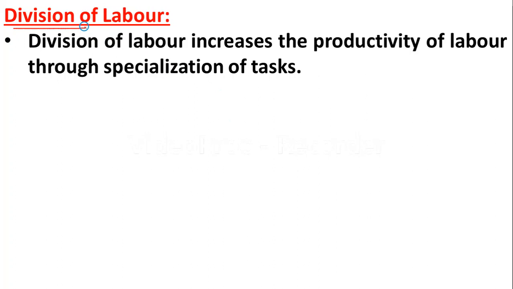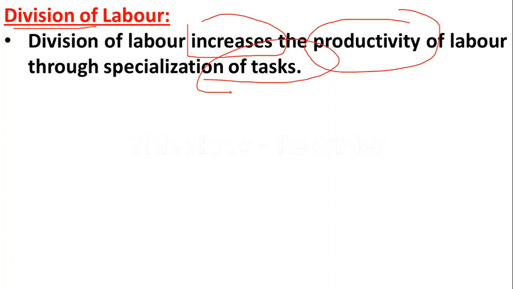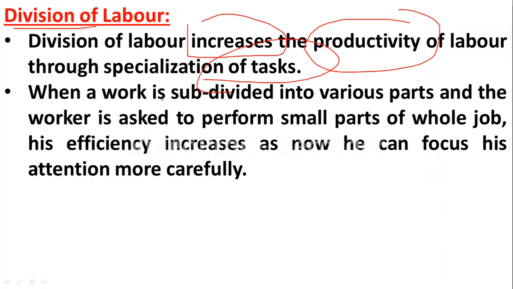So division of labor helps to increase the productivity of labor through specialization of tasks. Here Adam Smith has divided the entire work among different people. That is known as the division of labor. The work is subdivided into various small parts and given to different workers. This will increase the efficiency.